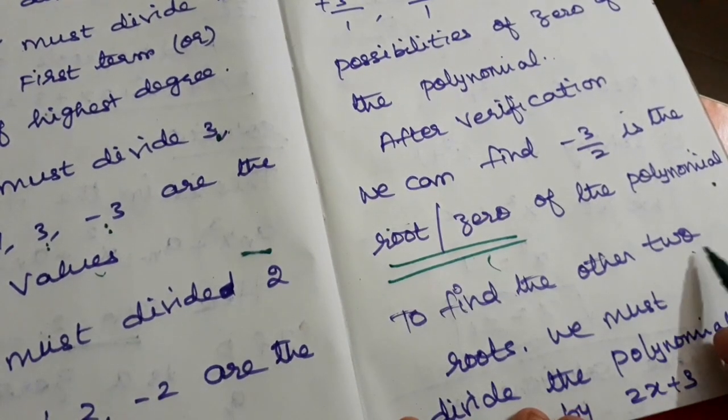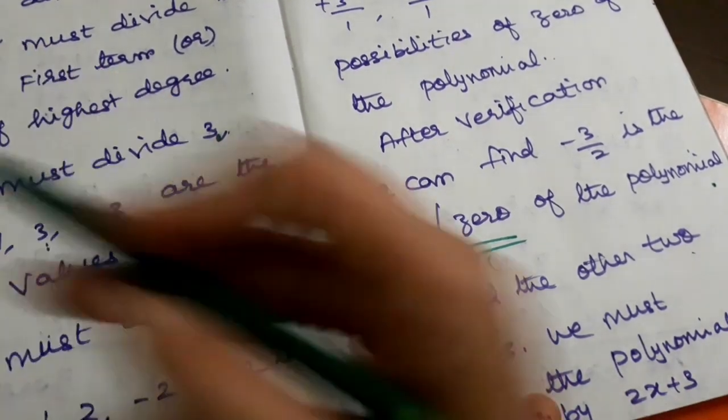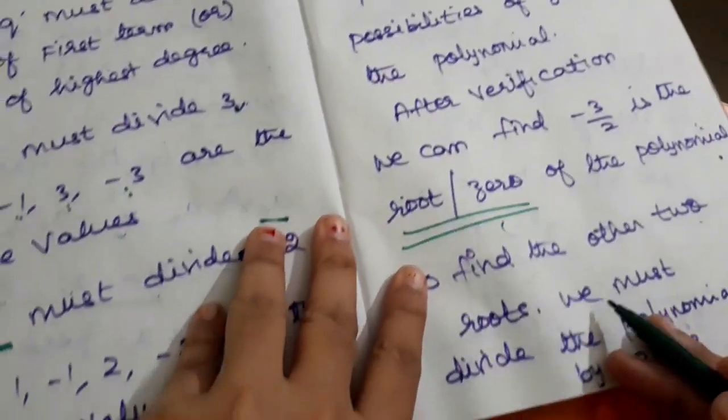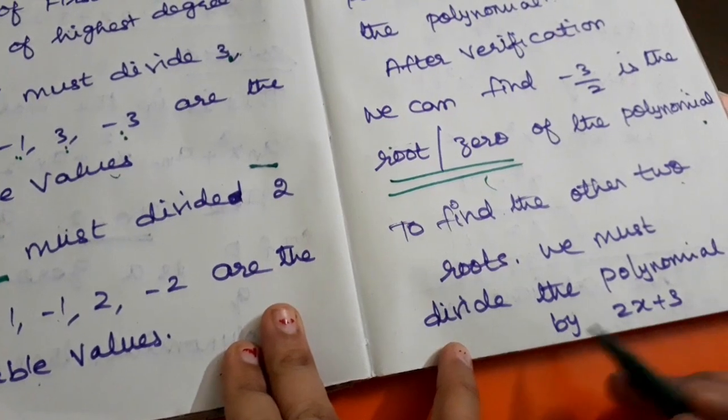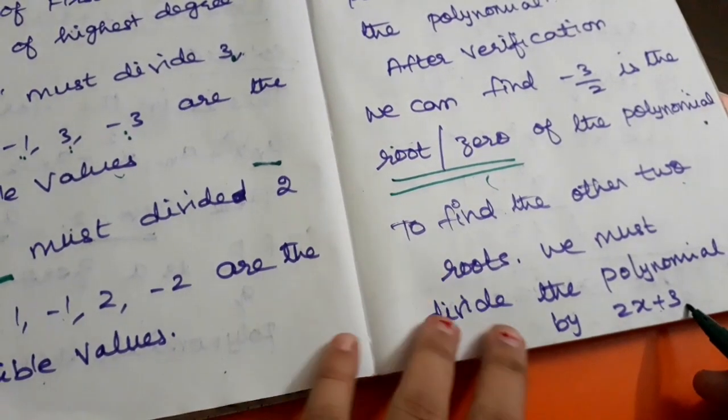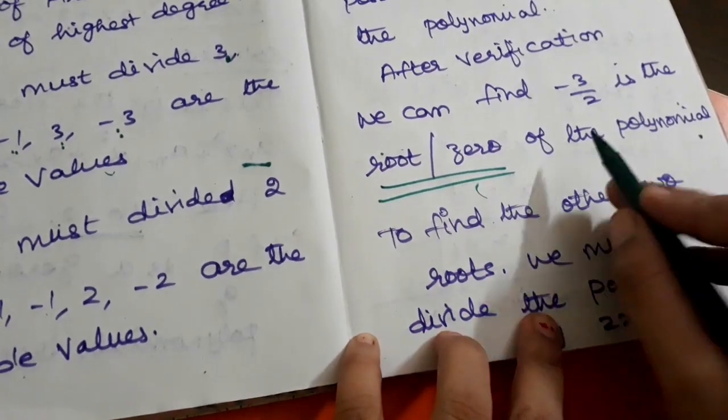We want to find the other 2 roots. Since it is a third degree polynomial, I want to find the other 2 roots. So we must divide the polynomial by 2x plus 3. Why are we dividing by 2x plus 3?